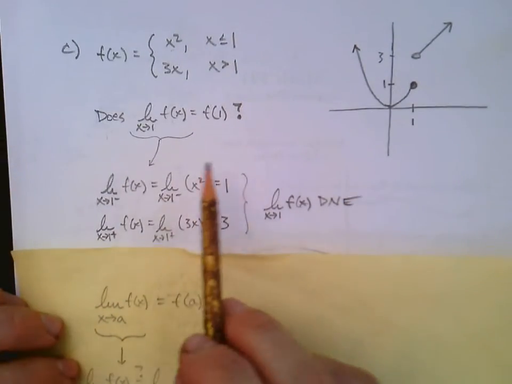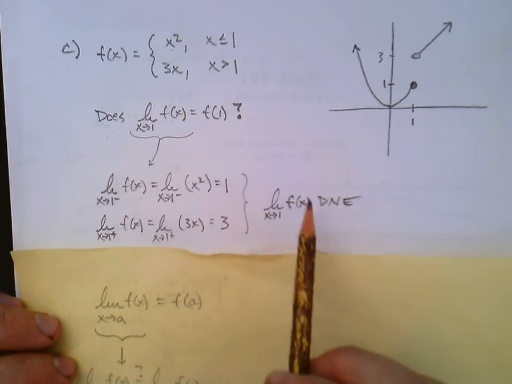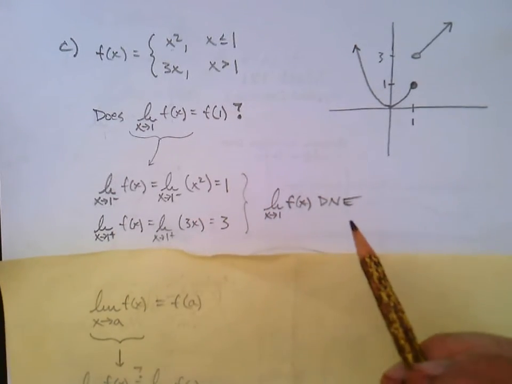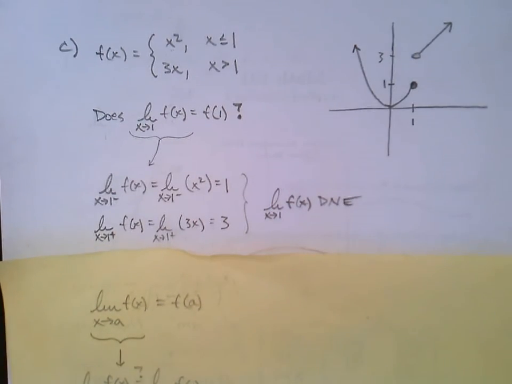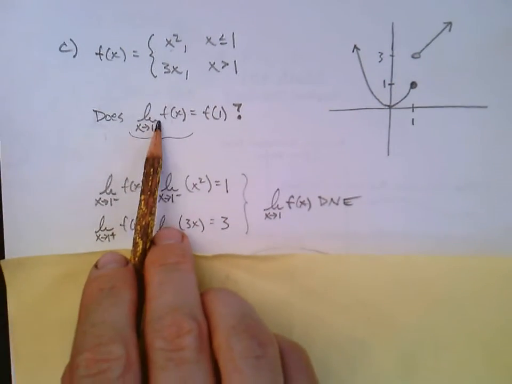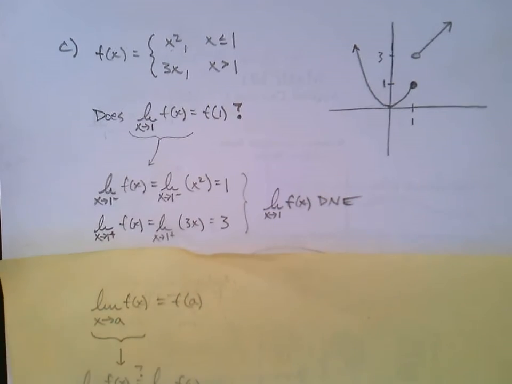Now, this would be plenty. This would be all the information that we need to claim, yep, it is not continuous. This function is not continuous at 1 because, well, that didn't even exist. So it certainly can't equal anything.